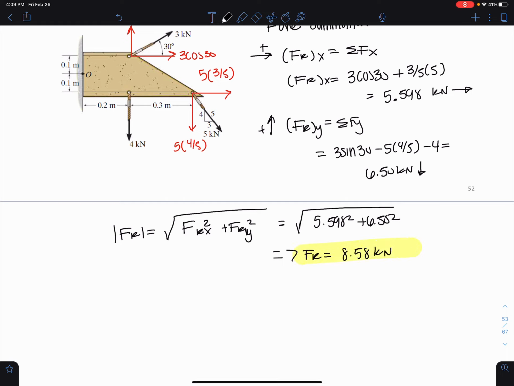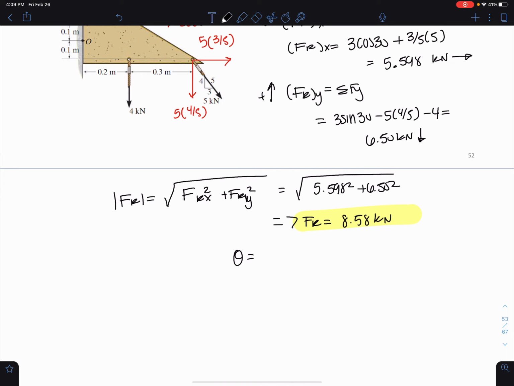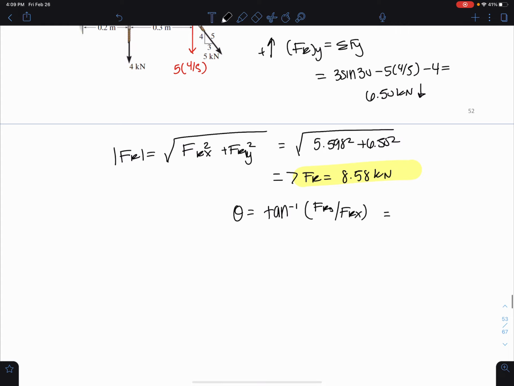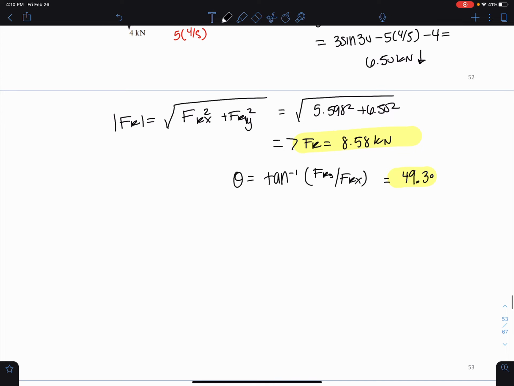If I want to know which direction it acts in, theta is equal to tangent inverse of F resultant in the y divided by F resultant in the x, and I get 49.3 degrees. Okay, now for the moment summation, I'm going to draw the equivalent system for you as well, but I just want to show you the math first.